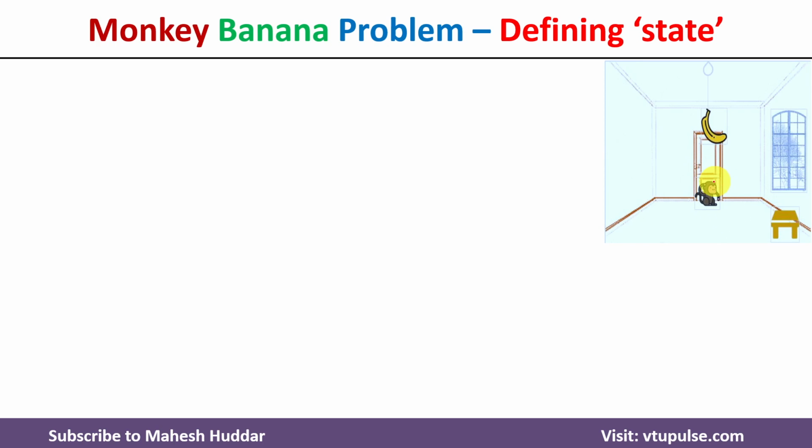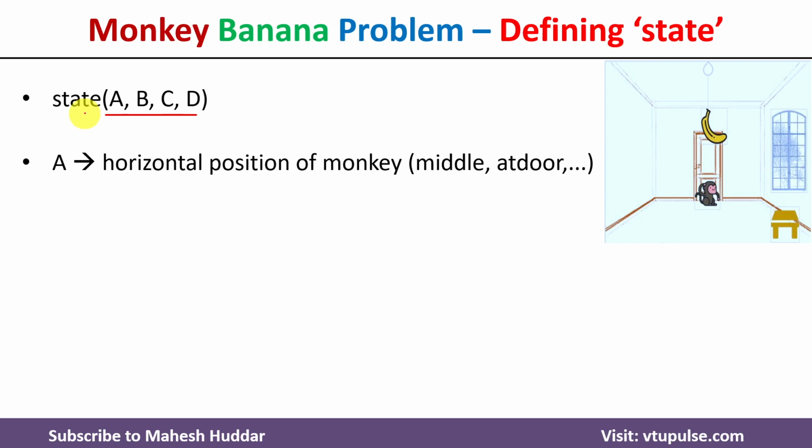Now we will define the state in which all these entities are present. We will define the state with the help of four variables A, B, C, D. The first component of this state is the horizontal position of the monkey, where the monkey is present, whether it is present at door, at middle, or at window. So these are the different positions where the monkey can be present.